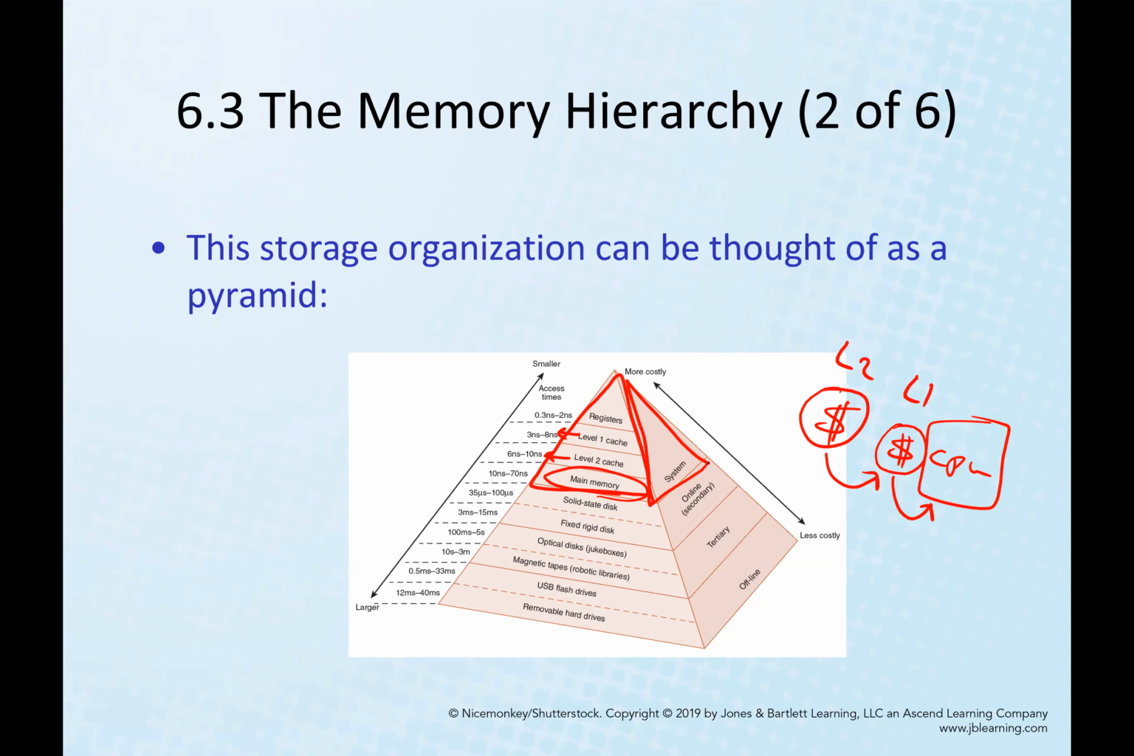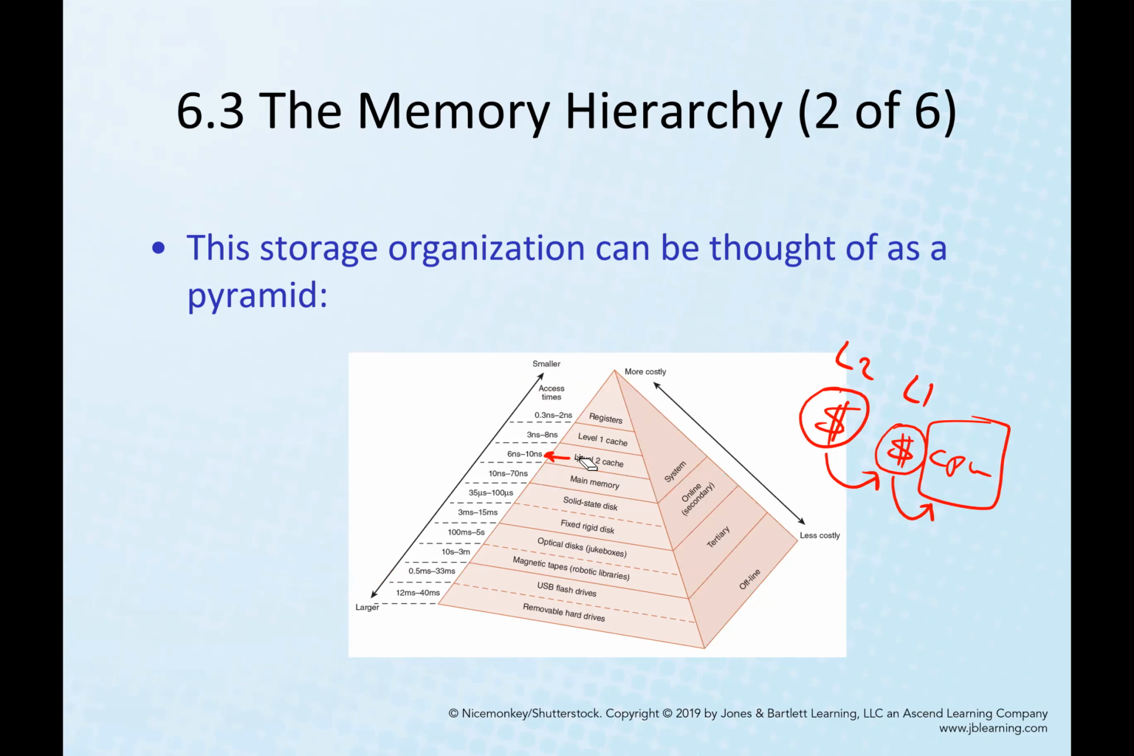By the way, if you look at this hierarchy, you see that when we go to upper levels, the size of the memories is smaller, and when we go to lower levels, the size is larger. On the other side, when we go up, they are more costly. When we go down, they are less costly. So this is how the different levels are represented in this hierarchy.